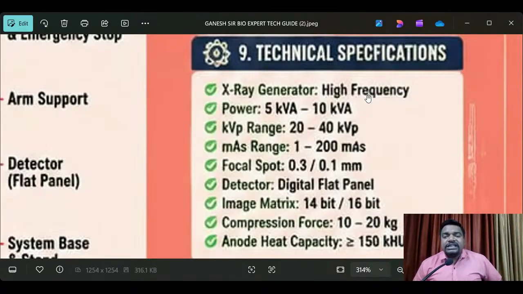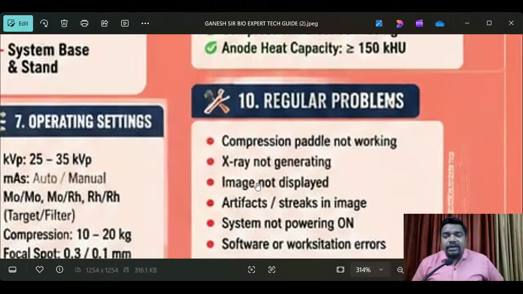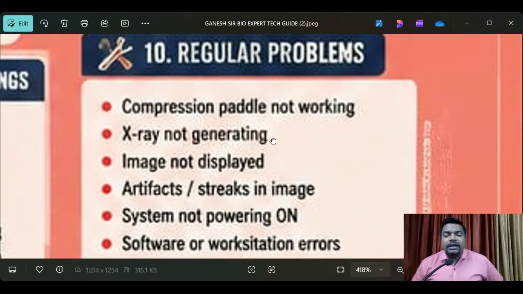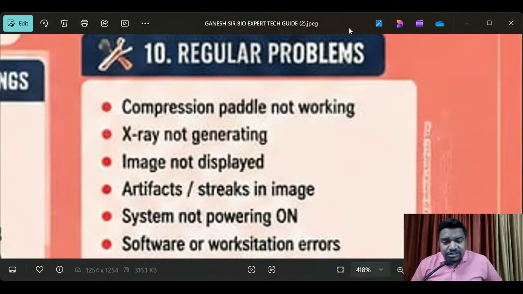Now see our technical specifications of the mammography. Try to take it seriously, as I'm going to share important points here, and it is going to be recorded. Nothing to worry about. Every day I'm going to give my contributions to change your upcoming future. Now come here, 10th, regular problems. See here, I'm going to show you. Is it clear? Is my presentation clear, my dear biomedical engineers, students and upcoming biomedical technicians?